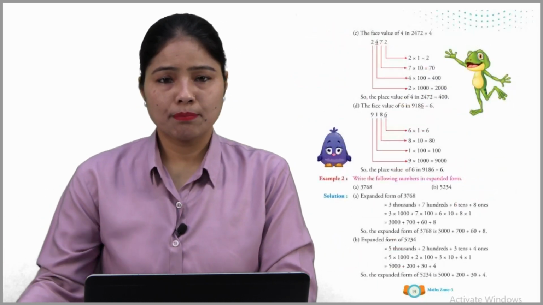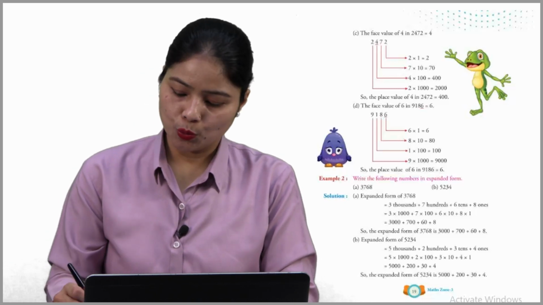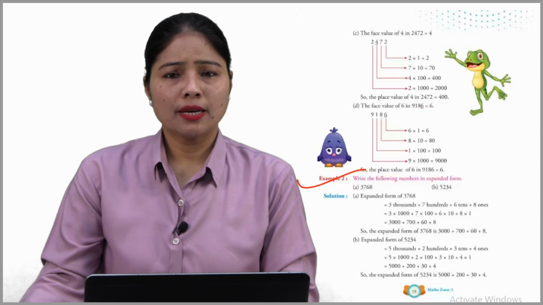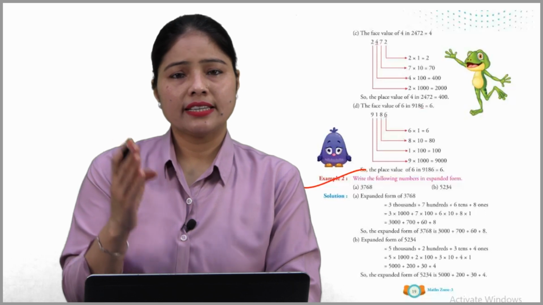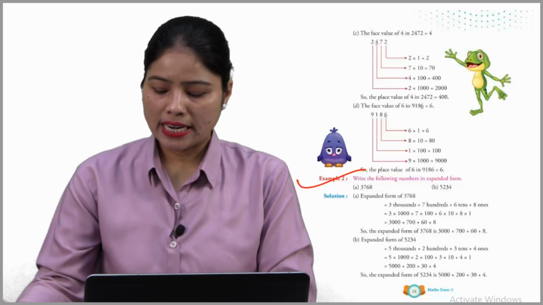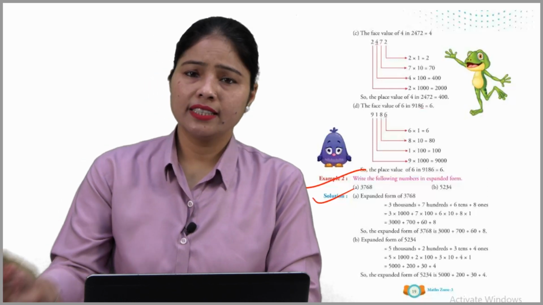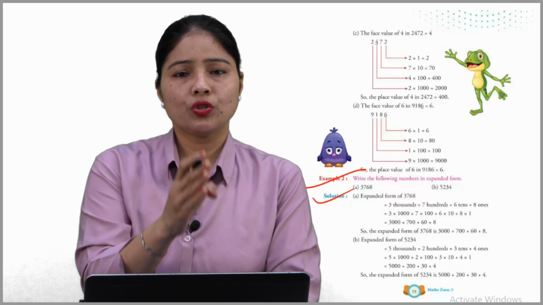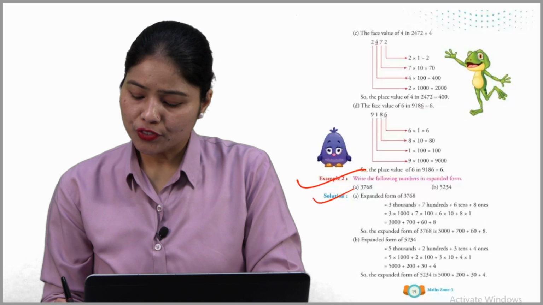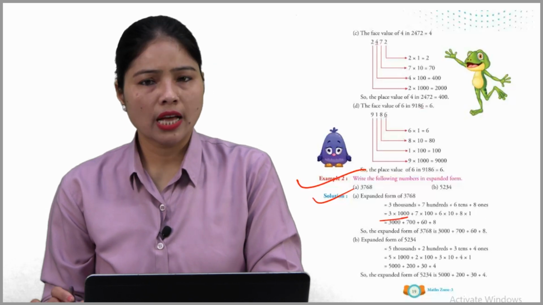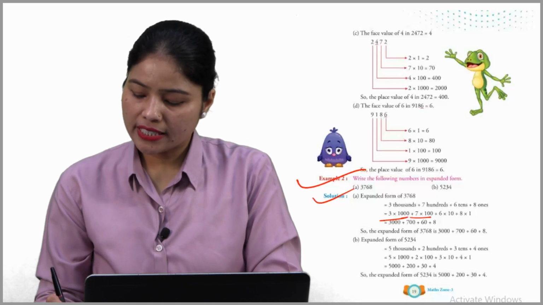These are the other examples, you have to practice yourselves. Okay, now move on to example number 2. Write the following numbers in expanded form. So this is the number given, 3768. The solution: the expanded form of 3768. 3 is in the thousands place, so 3000 plus 700 plus 6 tens plus 8 ones. So 3 multiplied by 1000 because it's in the thousands place, 7 with 100, 6 with 10, and 8 with 1.